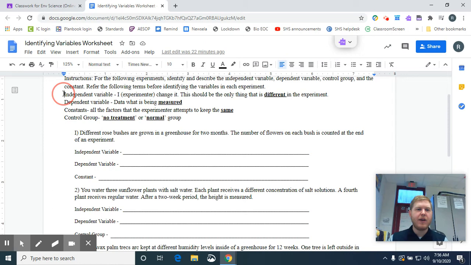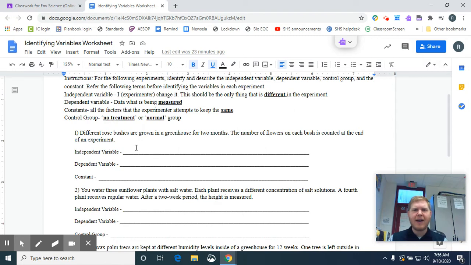If you look, I've also included some definitions and just some helpful ways to remember what the independent variable was, what the dependent variable is, what the constants and the control group are. And these bolded and underlined words here, these are some big ideas. Independent variable, you're looking for something that's different. Dependent variable, this is the data or what's measured. Constants are things that we want to keep the same between all the things in the experiment, all the trials we're testing. And then the control group, you're thinking normal or no treatment group.